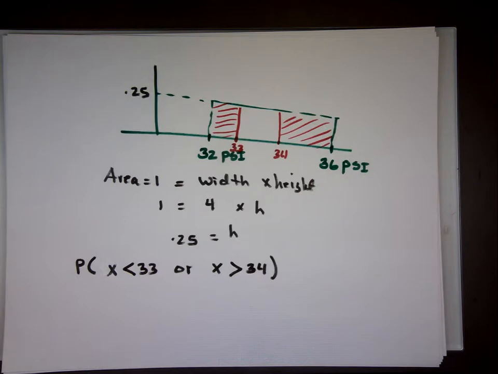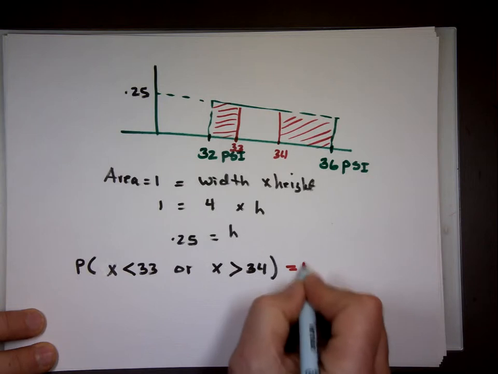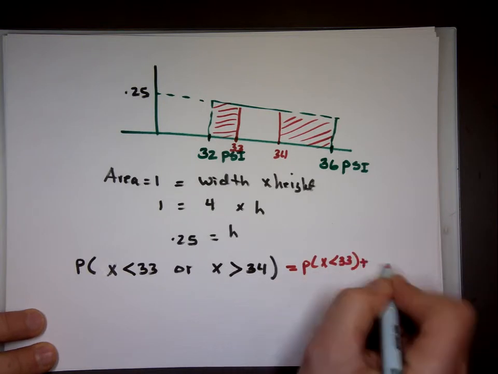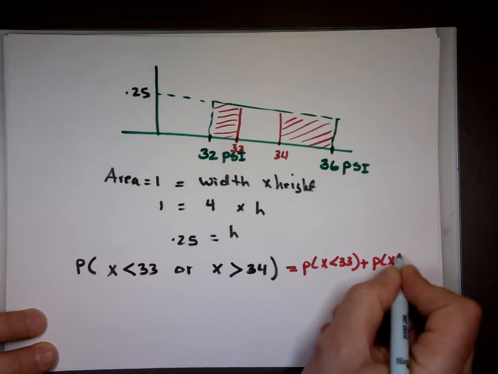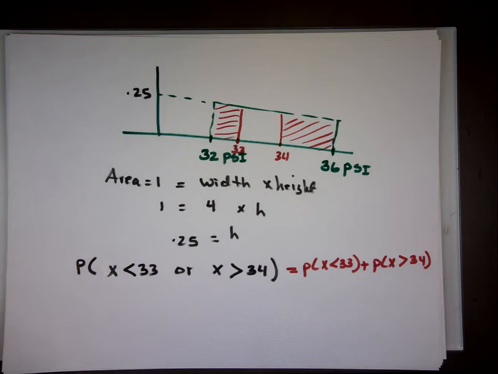Well, if you look at them, that's an OR operation. It's either less than 33, add to it, greater than 34. You can't subtract the overlap. Why? How can a tire be below 33 and over 34 at the same time? One tire can't be. So they're mutually exclusive. You can't be in this and in that one.